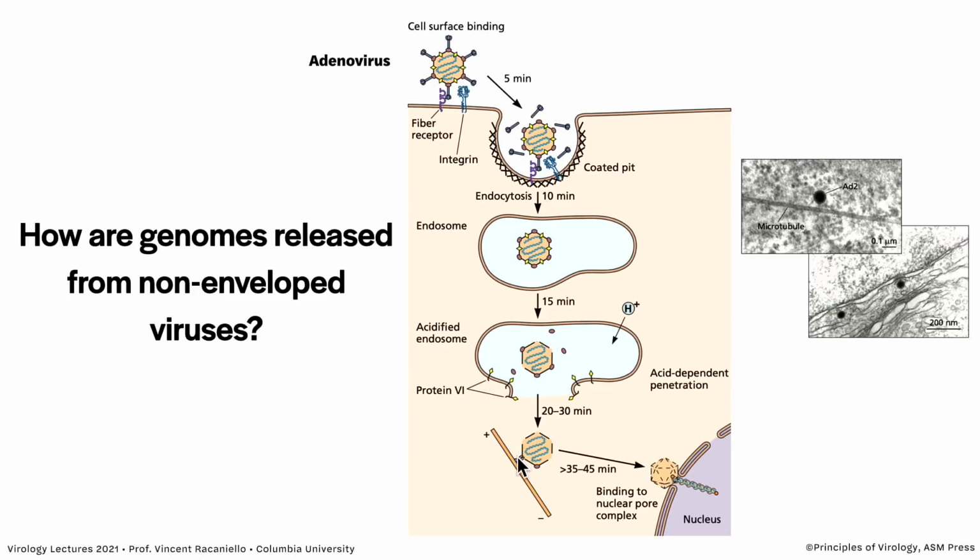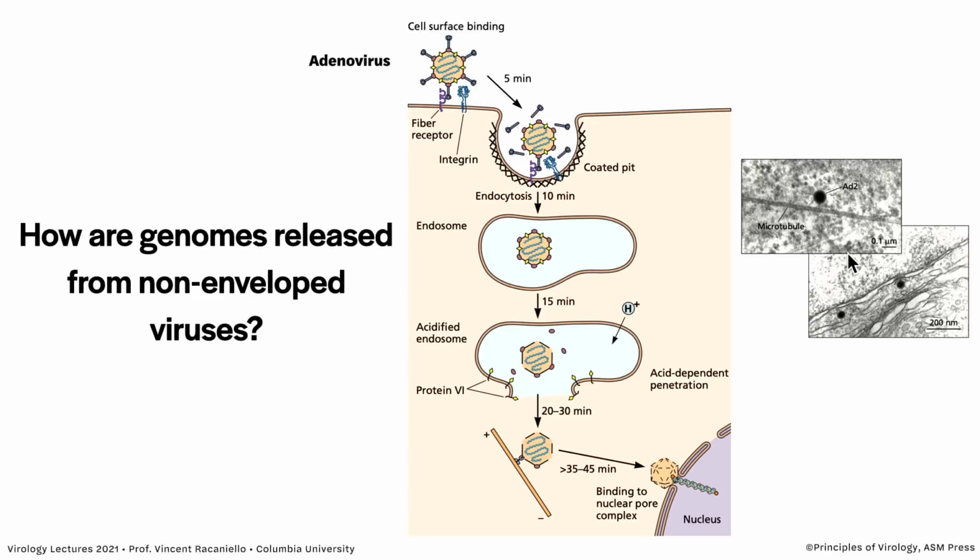It locks onto microtubules. It's transported to the nuclear pore complex where it's further disassembled and the DNA comes out. And I'll show you how that works in a moment. But just to show you, this is relatively rapid. Within 45 minutes, it goes from the cell surface to the nucleus. Here's an electron micrograph of an adenovirus on a microtubule. And here are electron micrographs of adenoviruses sitting on top of nuclear pores. Cytosol here, nucleus up there.